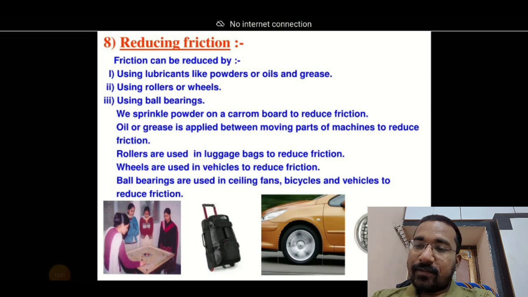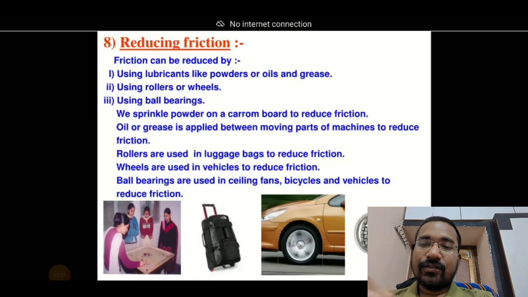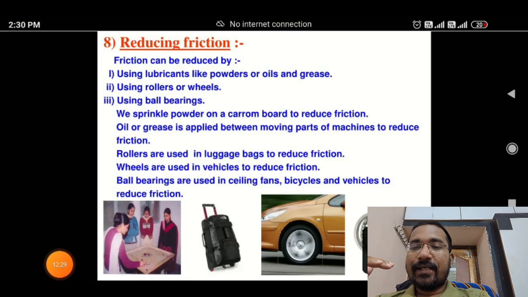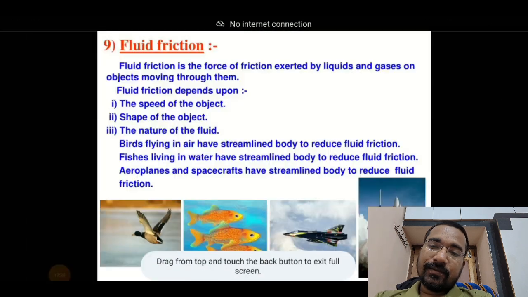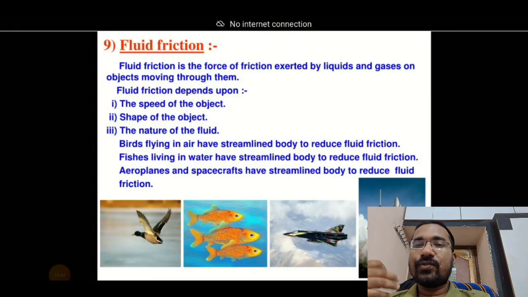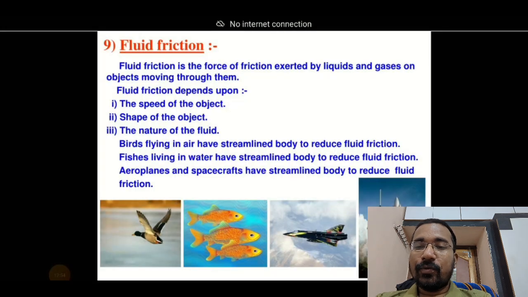Now reducing friction. Where do we reduce friction? I have just shown the switch and everything. We have to reduce friction, like in carom. In the carom board we have to decrease friction, otherwise it will be very hard to strike. And here also there are some examples. Then fluid friction, which we will read in the next video.